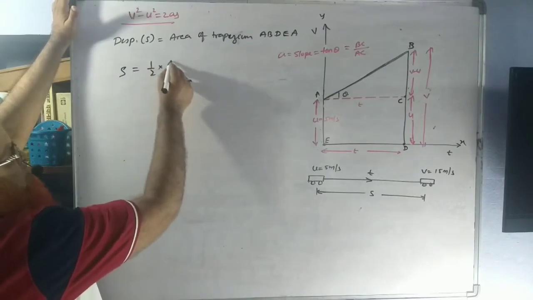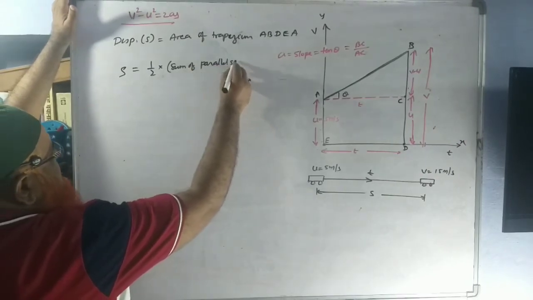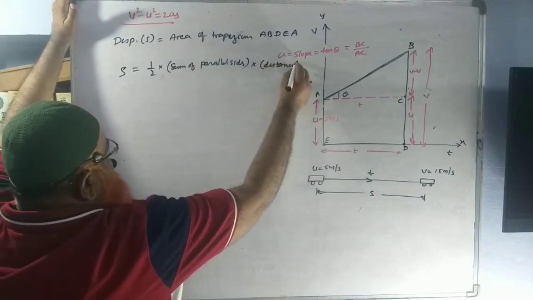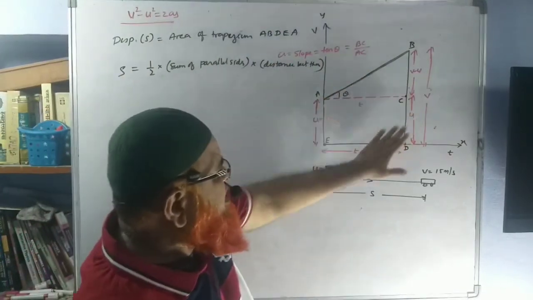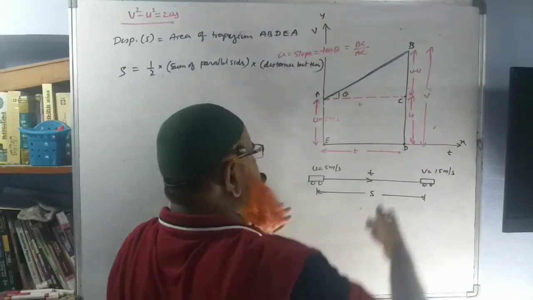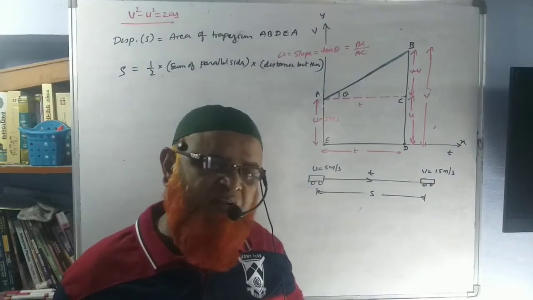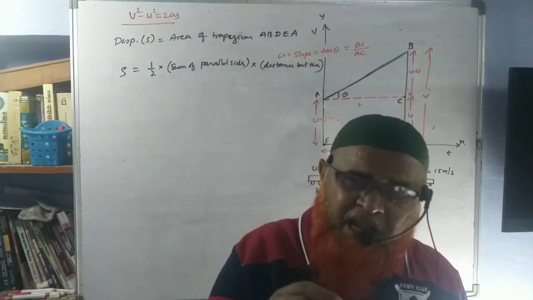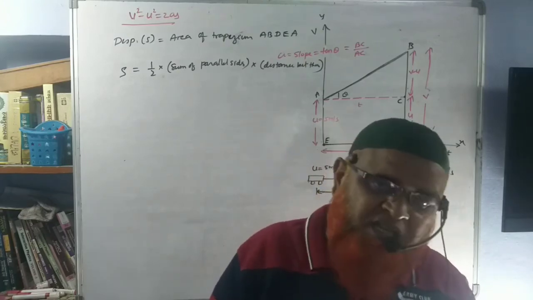So the formula is half into sum of parallel sides into distance between them. So what is the formula here? To find out the area of a trapezium, half into sum of the parallel sides. This is one parallel side, this is one parallel side. So sum of the parallel sides and the distance between them, that is going to be the area of the trapezium. This is according to the mensuration concept in mathematics. Area of the trapezium is nothing but half into sum of the parallel sides into distance between them. That's it. You'll get the answer.